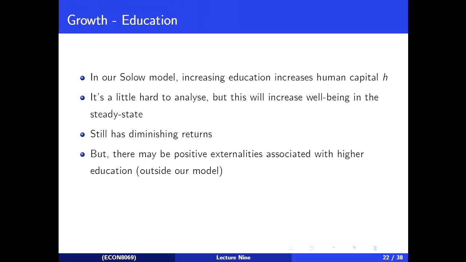We can talk about education. In our Solow model, increasing education pushes the average human capital level up. It's a little hard to analyze given the modeling that we use, because we divide everything by capital H. But I do want to argue it's going to increase well-being. We do get increases in at least output divided by labor hours, so output per person, if not per effective person. I don't want to talk about this too much in terms of our modeling, because our modeling kind of obscures the effect of education. But certainly increasing education increases output per person, including in the steady state.